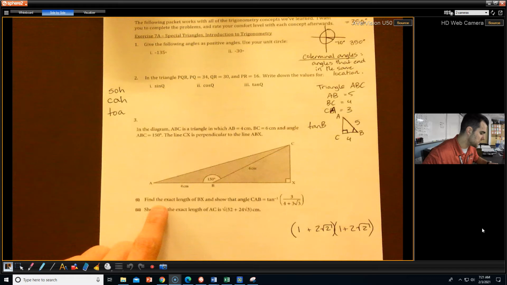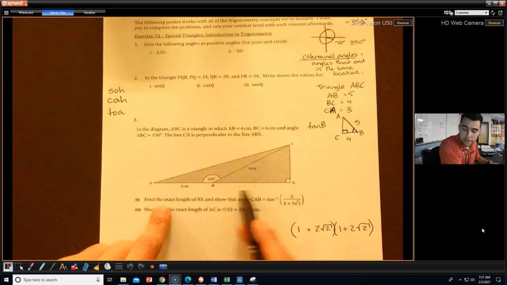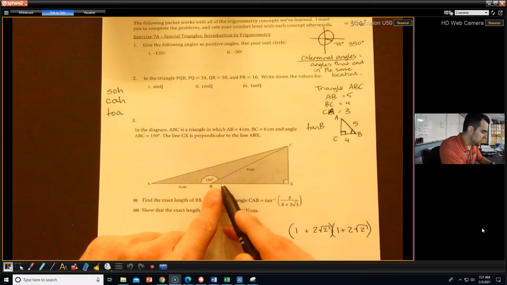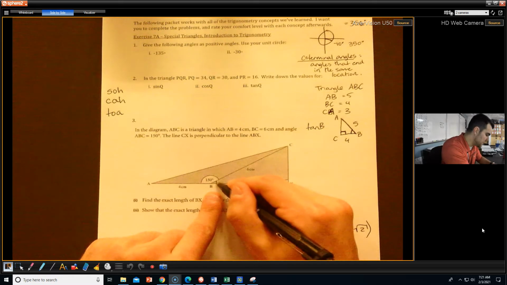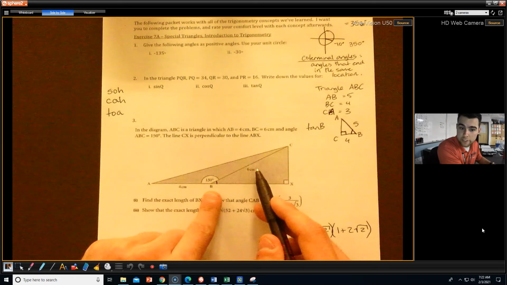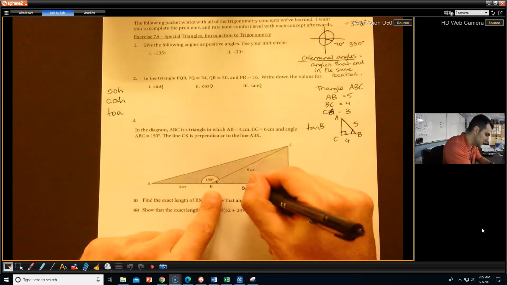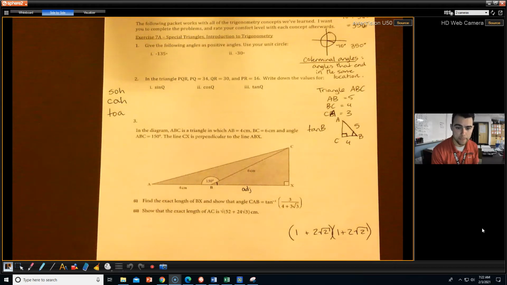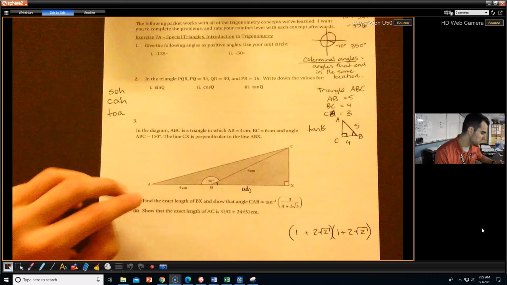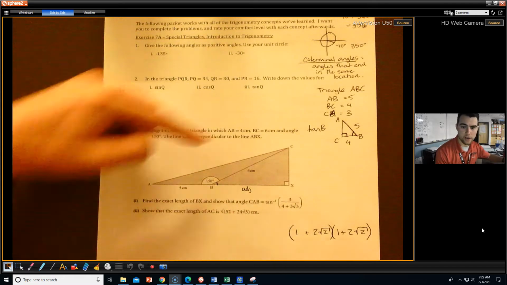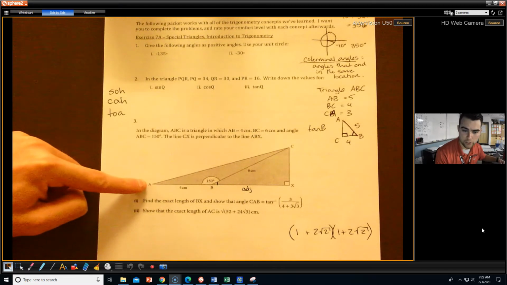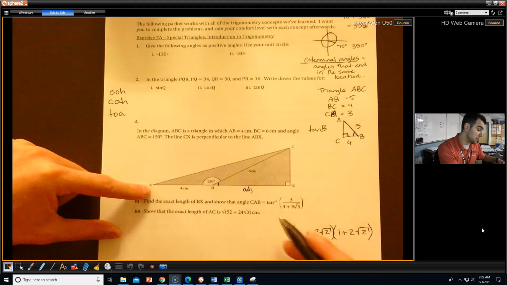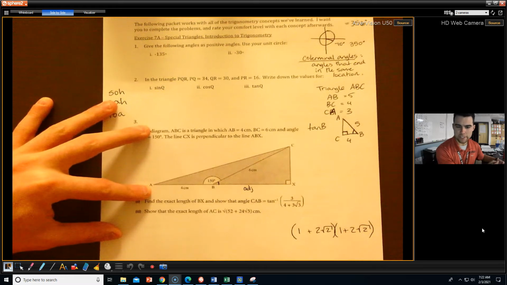Part one is asking us to find the length of BX right off the bat. If I knew what this angle was right here, well, I have the hypotenuse, and I would have my adjacent side right here. So think about what trig function you can use to figure out that side length. It also wants you to show that angle CAB, so this angle A basically, is equal to the arctangent of this. We're going to have to use the arctangent, so we're definitely going to be using tangent.